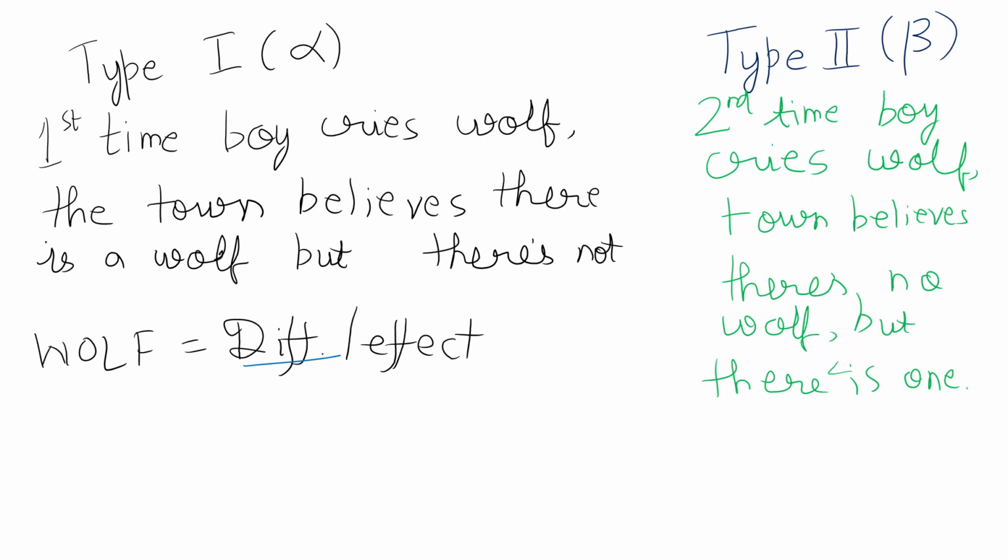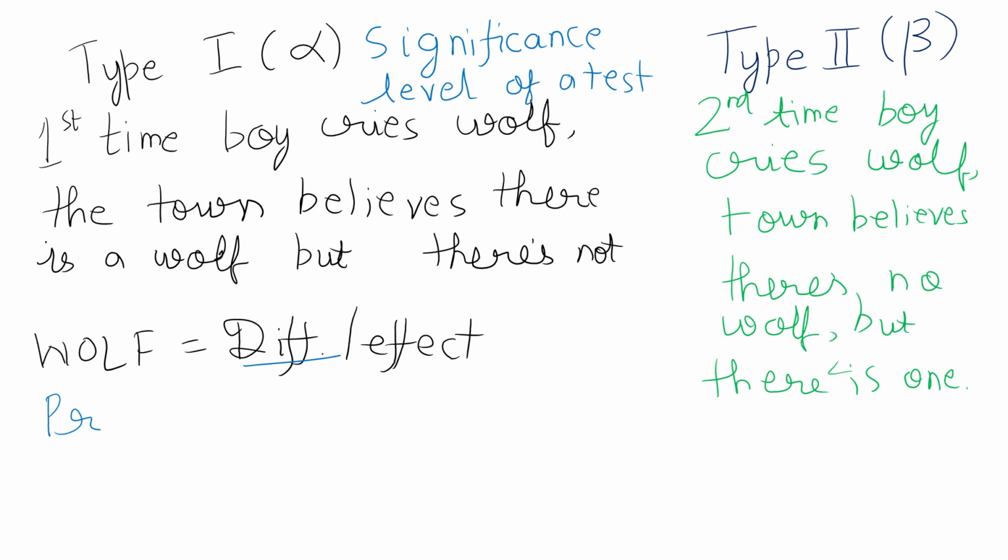Alpha is the probability of making type 1 error. Type 1 error basically relates to the significance level of a test. Type 1 error is known as the probability of rejecting the null hypothesis, also known as H naught, when it's true.